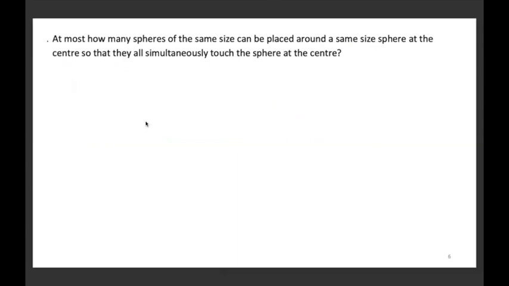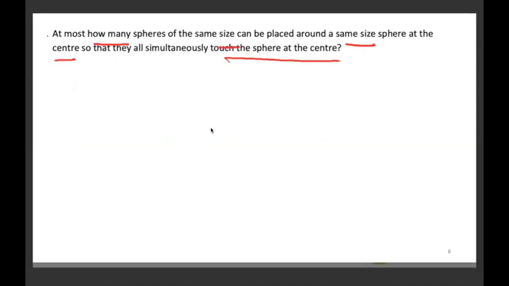Here you're asked, at most means maximum. At most, how many spheres of the same size can be placed around a same size sphere at the center so that they simultaneously touch the sphere at the center? Maximum, how many spheres you can place around a same size sphere such that they touch it.